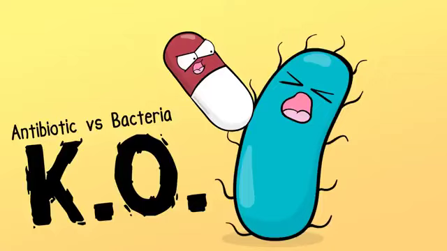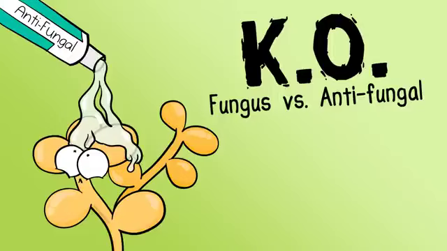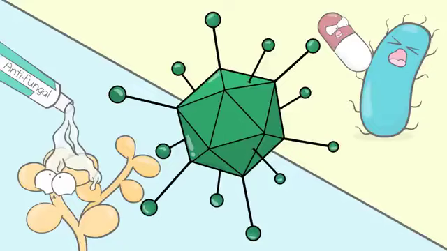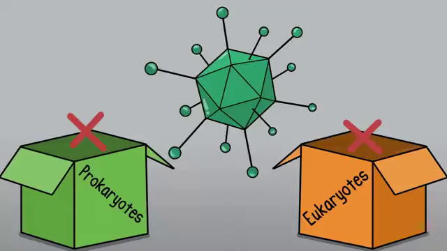Medications like antibiotics attack bacteria like E. coli, which are living cells. Antifungal medications can be used on fungi like athlete's foot, which are made of living cells. Viruses are not bacteria or fungi. You can't classify a virus as a prokaryote or a eukaryote either because it's not a cell.